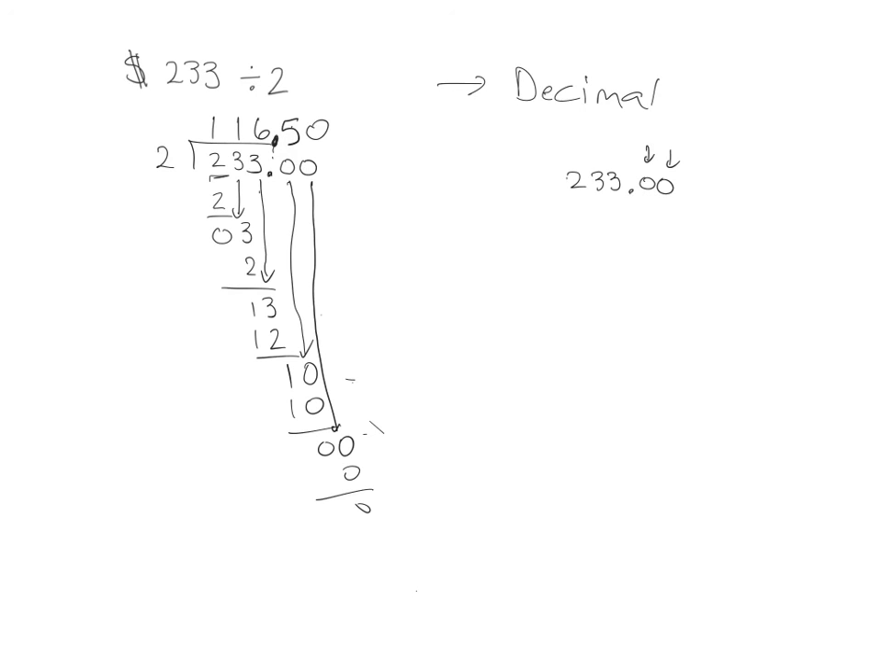So 233, when you divide it into 2, how many are in each group? $116.50. I'll just put my dollar sign up there.